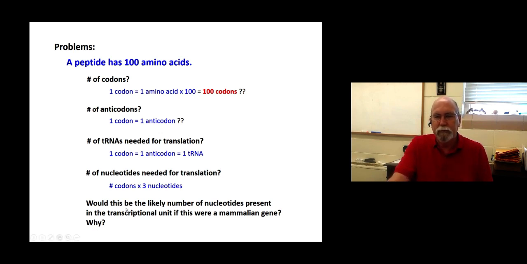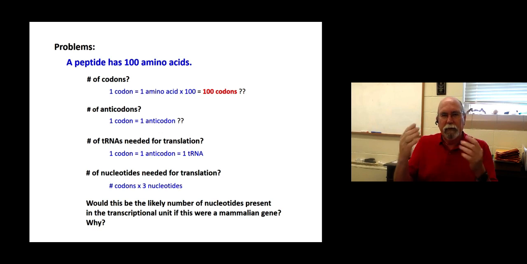And then there's an interesting question. Would this be the likely number of nucleotides present in a transcriptional unit if you're in a mammalian gene? In other words, whether you come up with 300 or you come up with 5,003 or whatever the number is, that length of message, is that what you would see in the mammalian gene? And the simplest answer to that is no. The simplest reason why is that at the very least, mammalian genes always have introns. So remember that loopy thing, that picture of loops that we had?